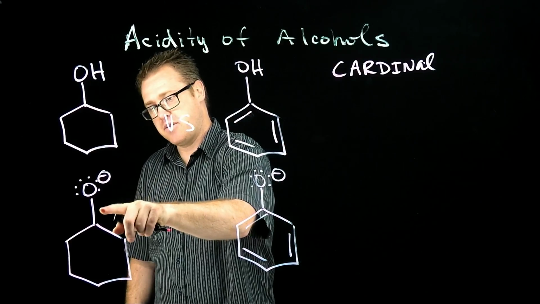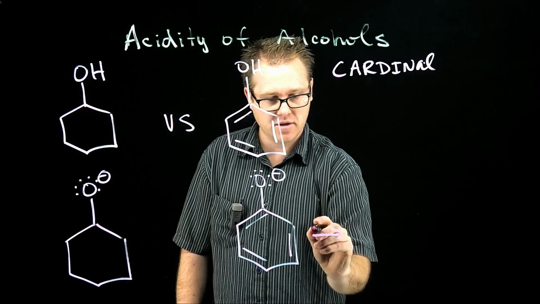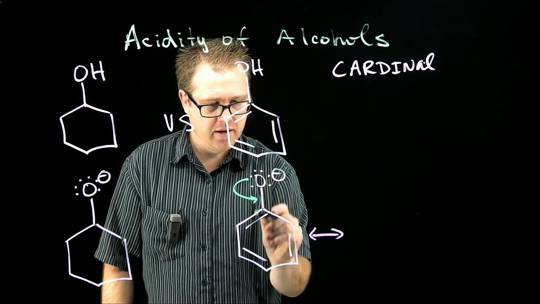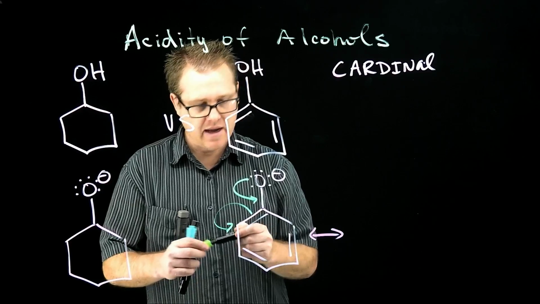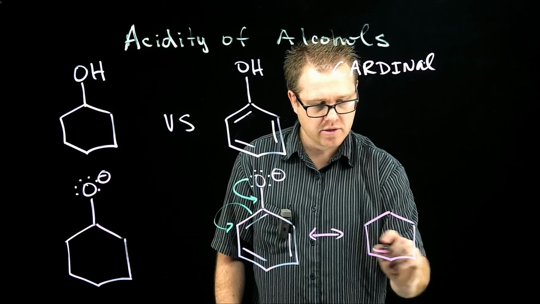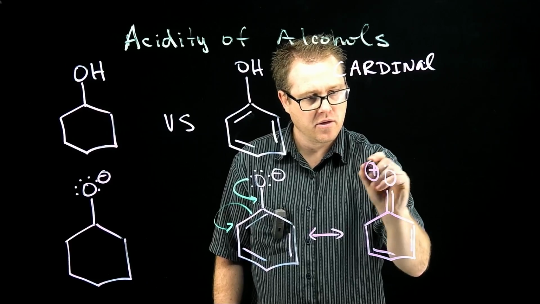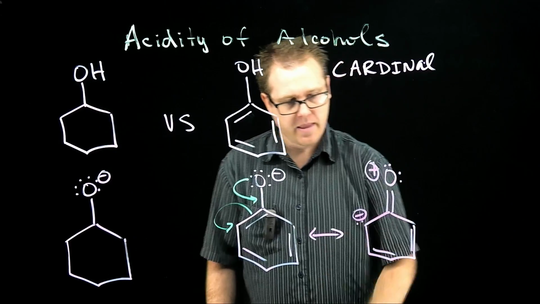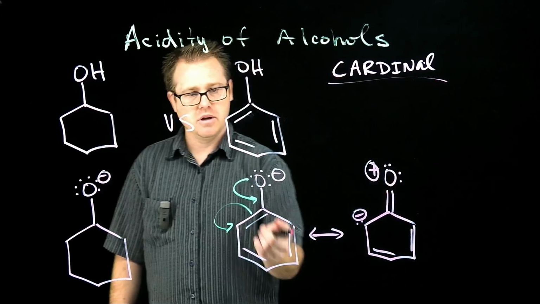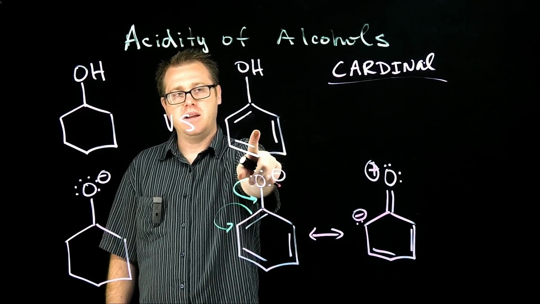Look at does this have a resonance structure? No, it doesn't. Does this have a resonance structure? Yes, it does. Look, we could bring in a lone pair here and then take those pi electrons and stick it on that carbon right there. And so we would get a resonance structure that looks like this. And so just based off of doing your cardinal rule, you'd be like, oh, the phenol right here is going to be the most acidic.